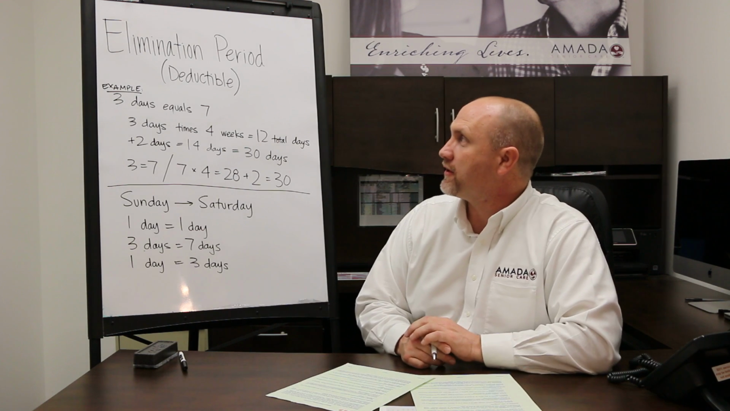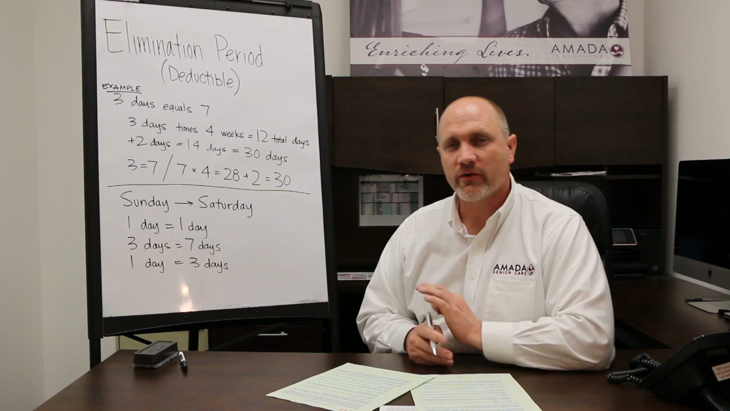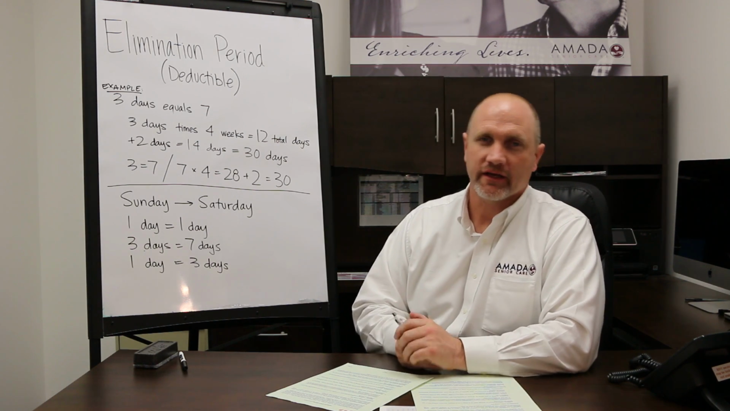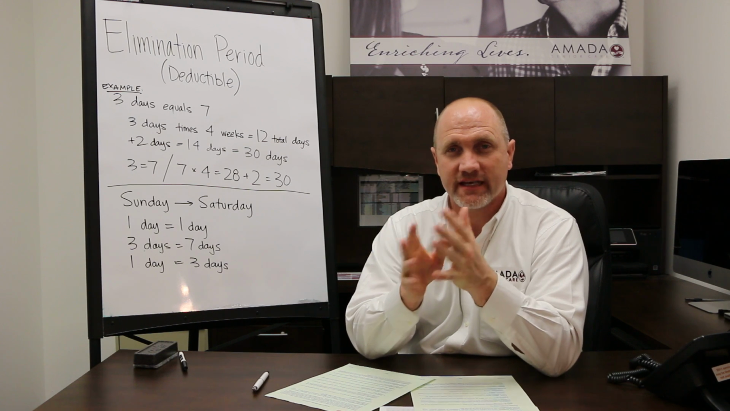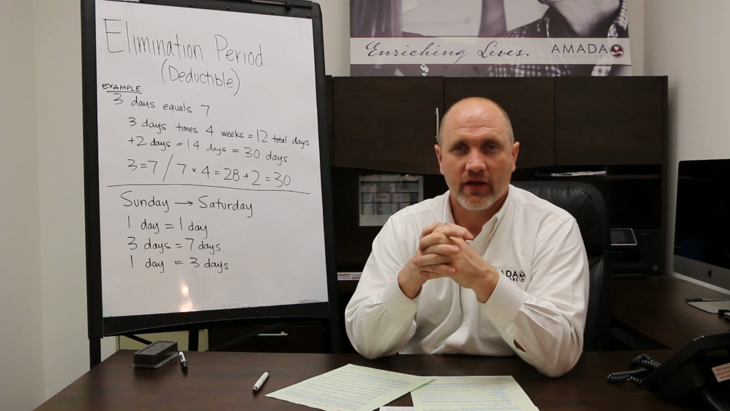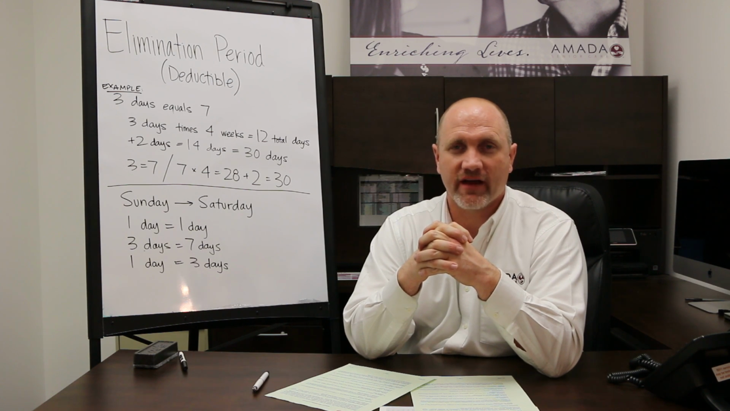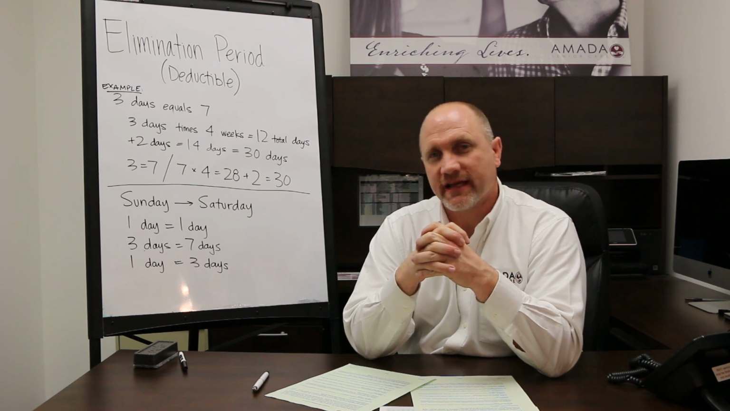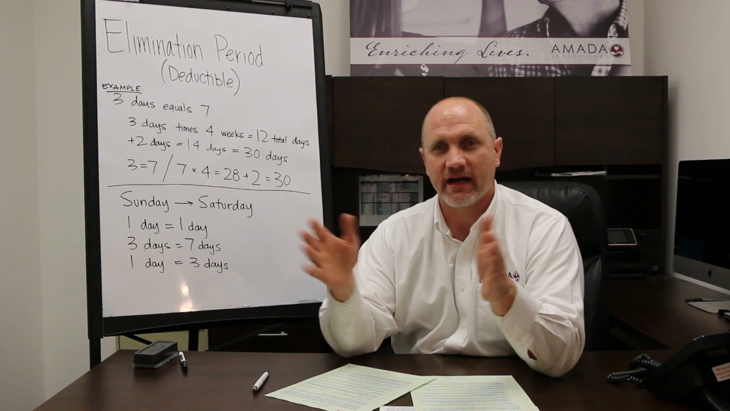All right, so elimination period. Here's an example that I've got for you. There are three ways an elimination period is usually met. It is usually day for a day, or service days or calendar days, what they may call it, meaning that if somebody has a 30-day elimination period that they have to satisfy every single day, they need to receive care 30 days before the policy pays out. That would be 1 day equals 1 day.